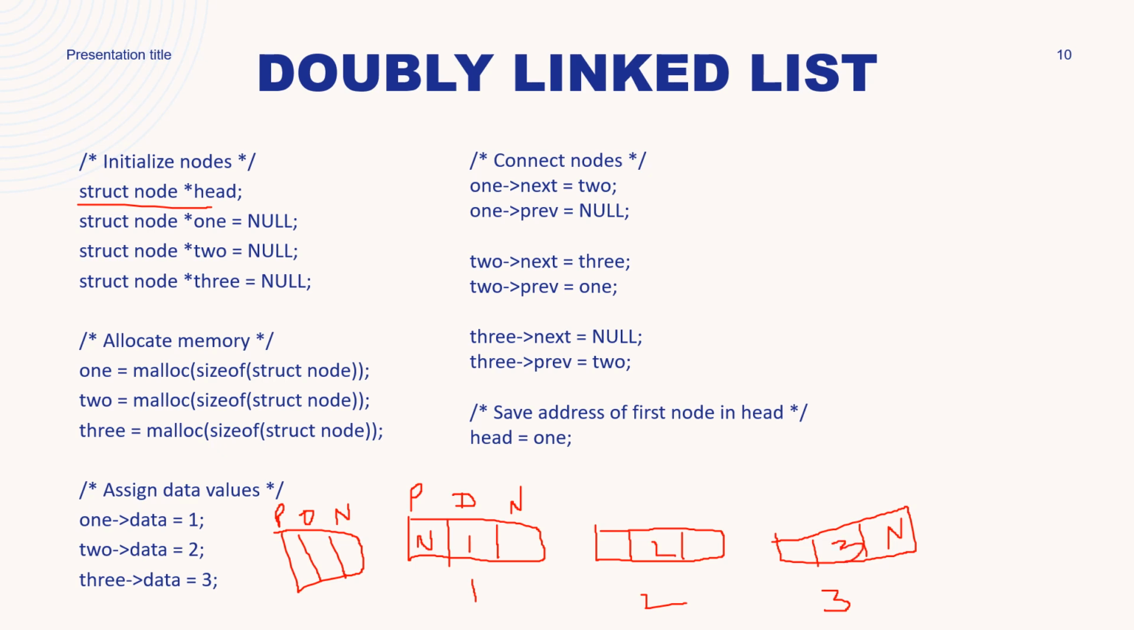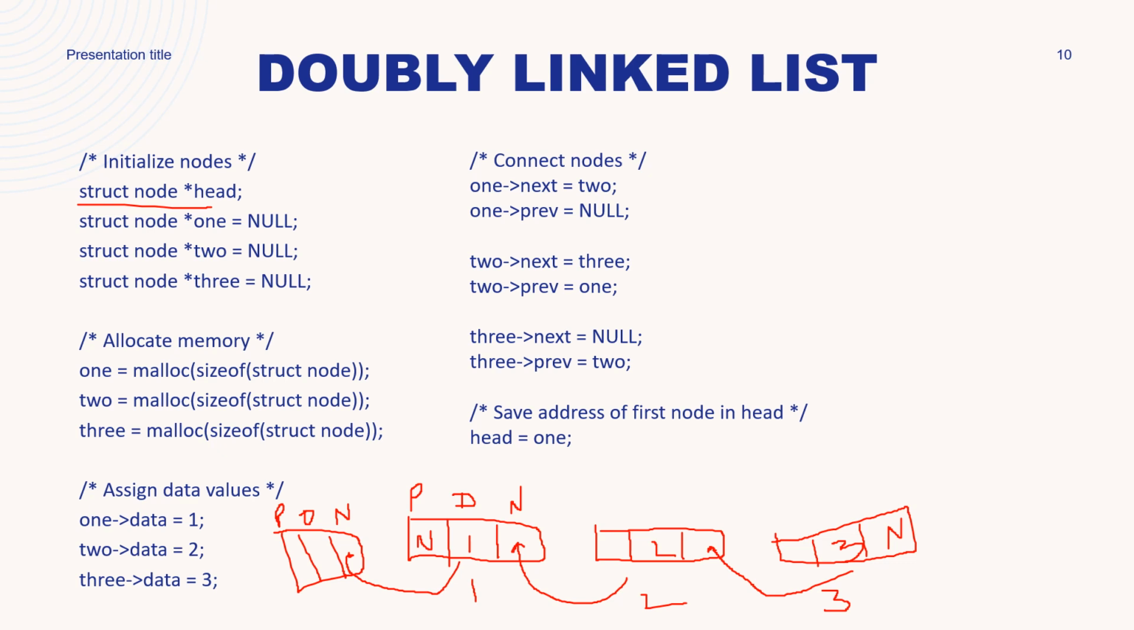Then we connect the nodes with each other. The second node reference is stored in the next of the first, the third reference is stored in the next of the second, and the first reference is stored in the next of head. As of now, we have done this part in our single linked list.